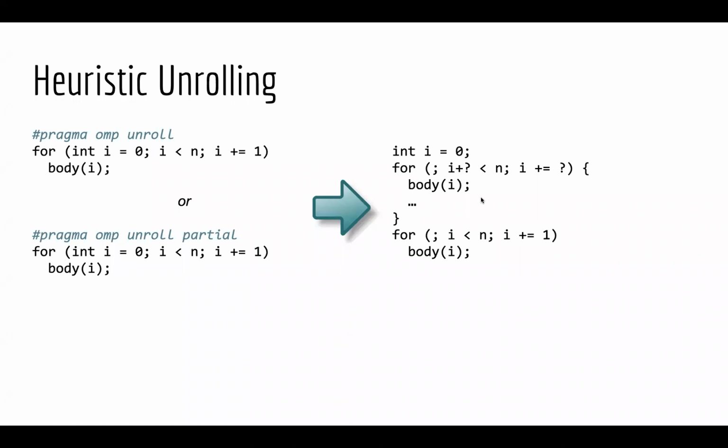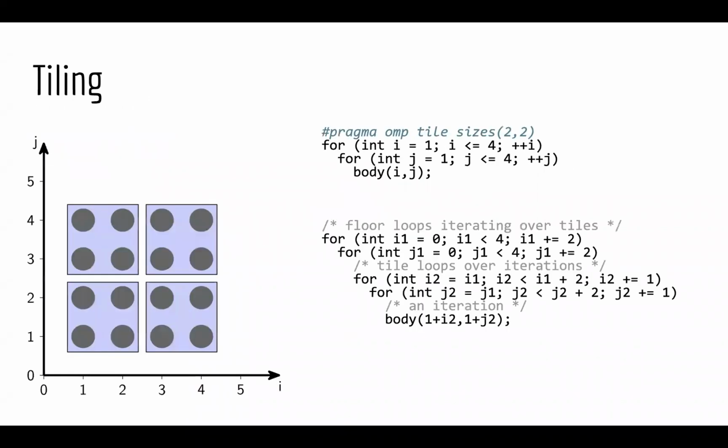The third mode is heuristic unrolling, where the compiler decides how often to unroll. Most compilers have a heuristic to determine what the best unroll factor is, usually with the intent to not exceed the L1 instruction cache, and we can make use of it by telling the compiler explicitly to unroll this loop. Next slide, please. In addition to unrolling, we also added a tile construct to OpenMP.